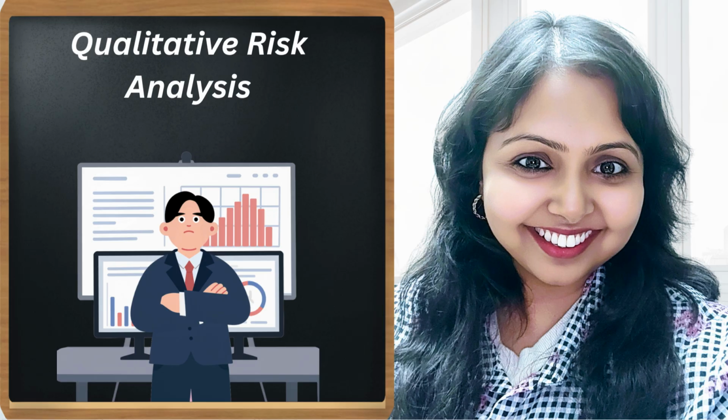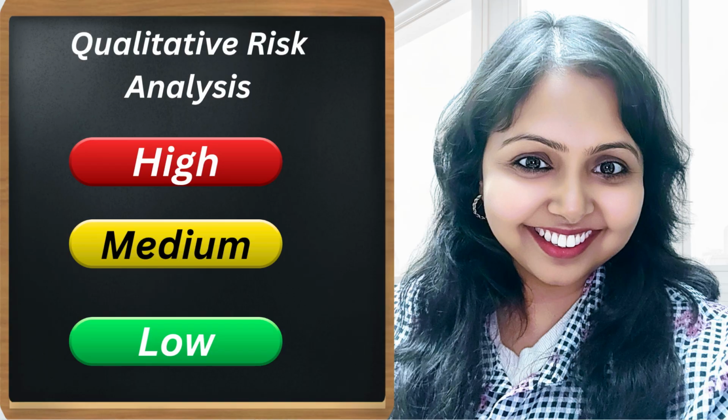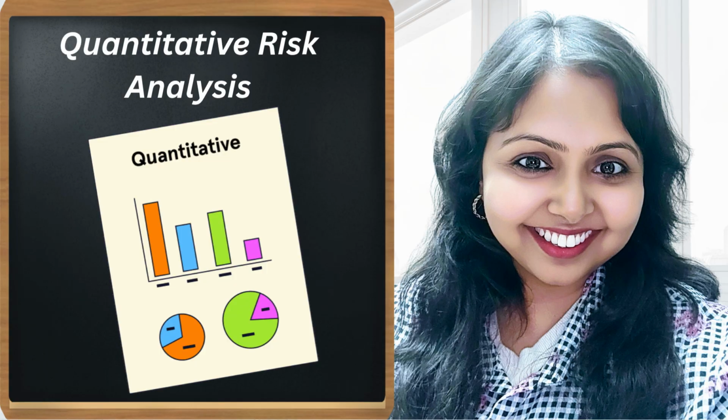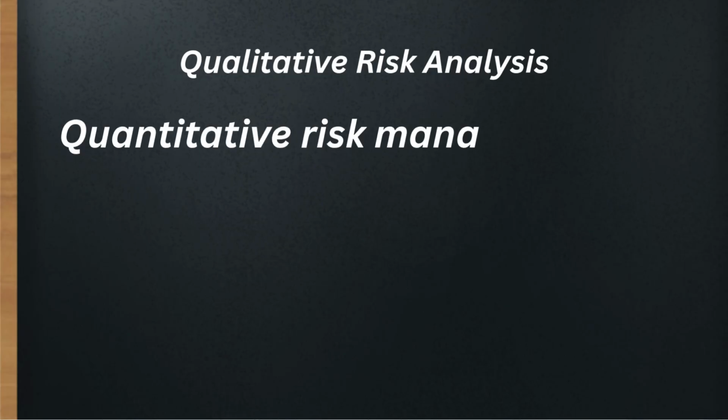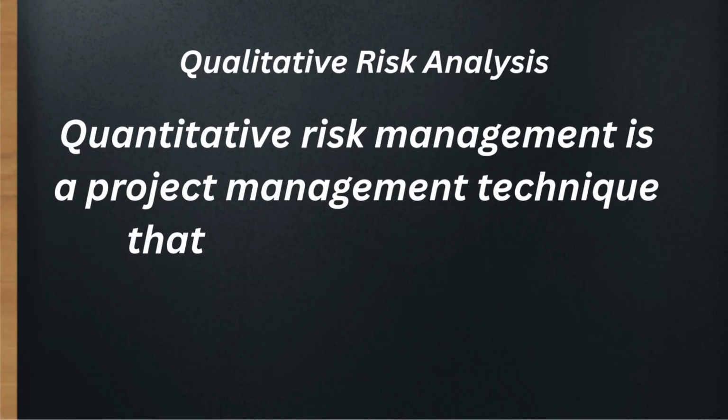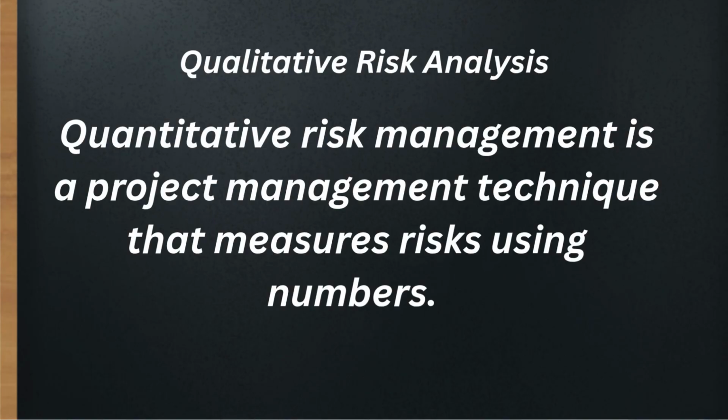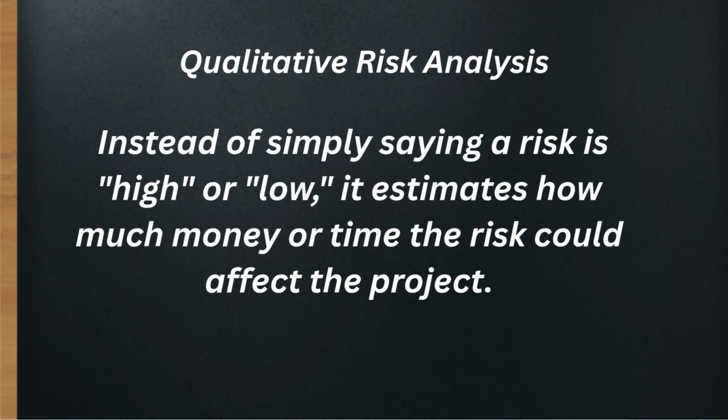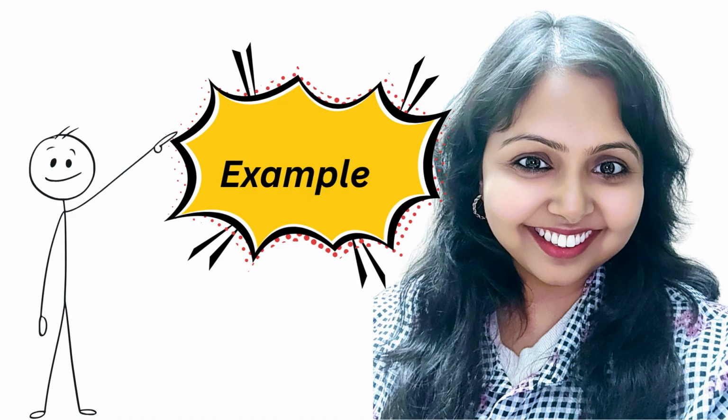In the previous video we learned about qualitative risk analysis using different techniques, which help to know the quality of risk: high, medium or low. In this video, let's quantify the risk by using quantitative risk analysis. Quantitative risk management is a project management technique that measures risks using numbers. Instead of simply saying a risk is high or low, it estimates how much money or time the risk could affect the project. Let's understand this with an example.